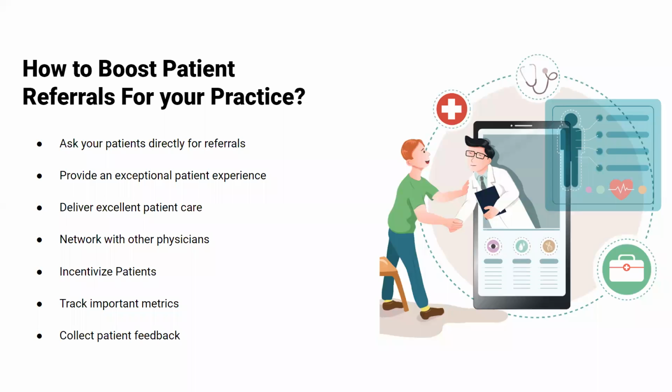Number six is tracking important metrics. Track important metrics to find out how effective your referral program is. See what referral marketing strategies are working or not working, and then improve your processes from there. Number seven is collecting patient feedback.